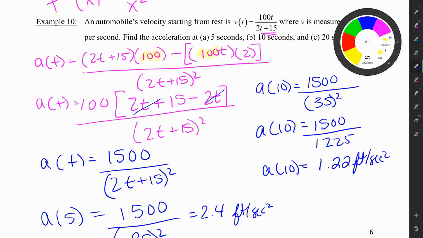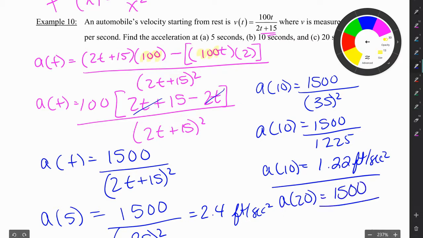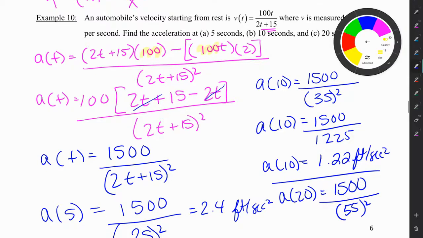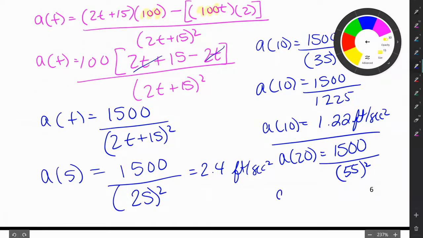And the third one is at 20 seconds. So A of 20 would be 1,500 over 2 times 20 is 40. 40 plus 15 is 55. If I square 55, I get 3,025. So it would be 1,500 over 3025.